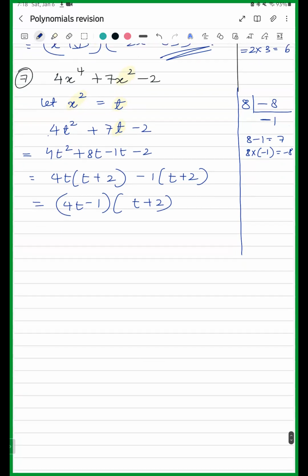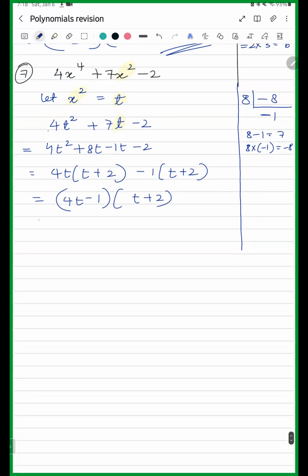Okay. Now we cannot leave it at this because in the question there was no t given. In the question it was in terms of x. So here we replace the t with x square. So 4x square minus 1 into x square plus 2.